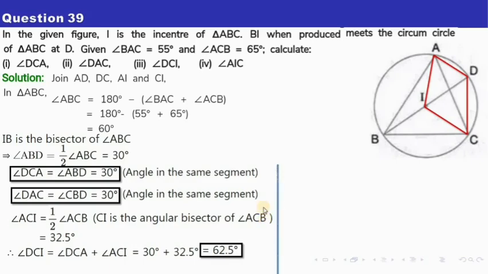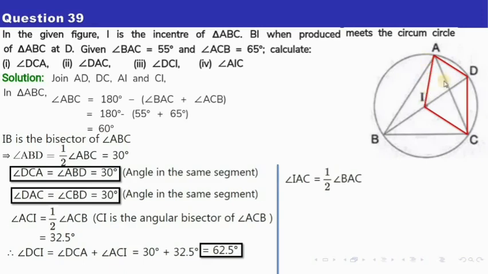Now let us move on to the last part, that is AIC. AIC means we have to find how much this angle is. So let us see how to find this. Do we know this? Yes, we know this. Do we know this, that is CIA? No, we don't know this. So let us find how much that is.